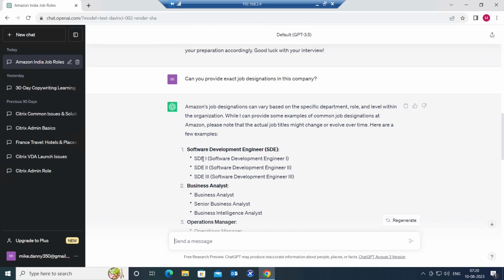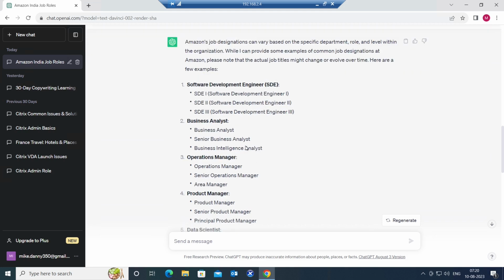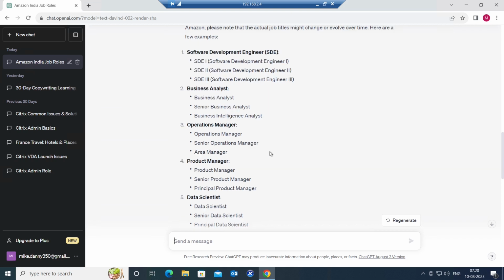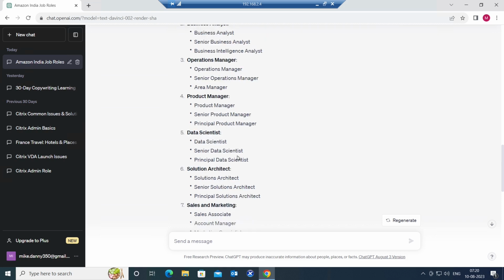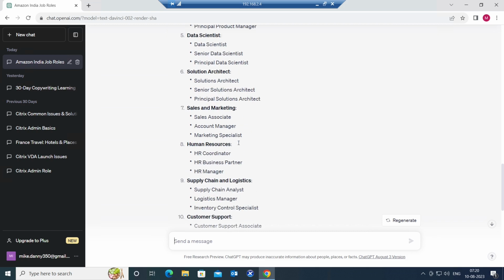We'll come from the top. The first one, under software development engineer, it has SDE1, SDE2, SDE3. This is more like level 1, level 2, level 3. Business analyst, if you are applying for a business analyst position, you have business analyst, senior business analyst, business intelligence analyst. If you are applying for an operations manager role, you have roles like operations manager, senior operations manager, area manager. Okay, solutions architect, for guys who are into technology: solutions architect, senior solutions architect, principal solutions architect, sales and marketing, human resources. So whatever role you're applying for in this organization, you have designations for all of these.